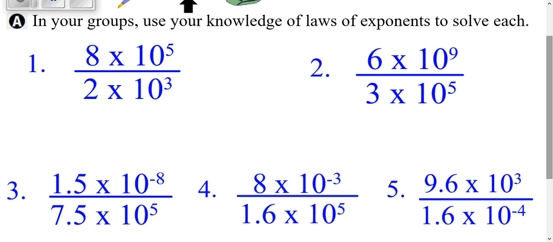All right, so you have 8 divided by 2. Let me just do this one by hand. 8 divided by 2 is 4. And then since you're dividing, you're subtracting the exponents, and that was by hand.